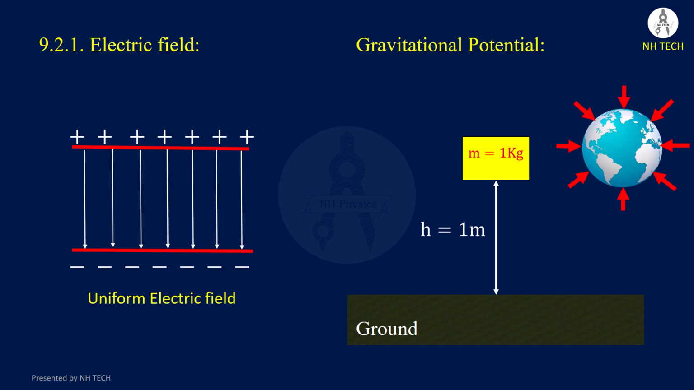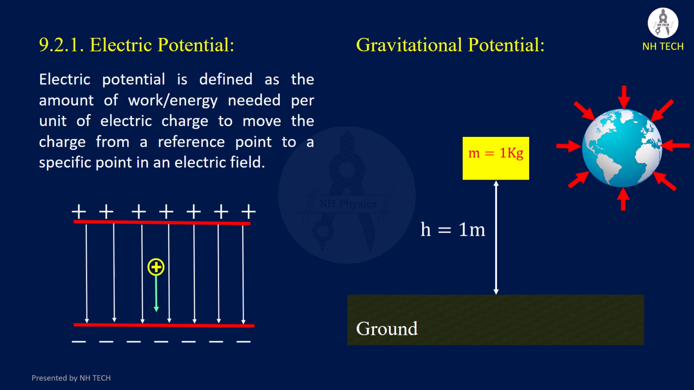Now let's relate this to electricity. Just like the gravitational field, an electric field can also do work. Suppose we place a positive charge in a uniform electric field. The electric field exerts a force on the charge, just like gravity acts on a mass. If we try to move this positive charge toward the positive terminal, we have to apply a force, because we are moving it against the direction of the field, similar to lifting a mass upward against gravity.